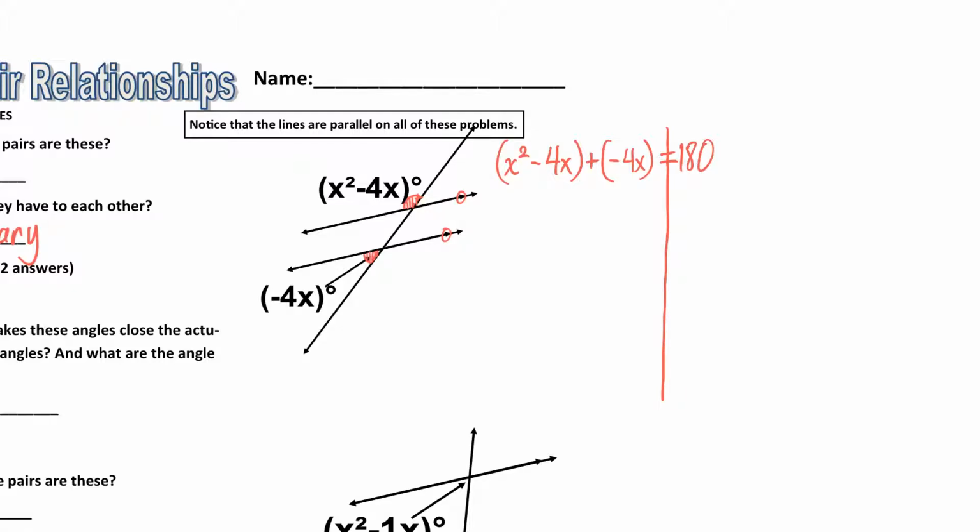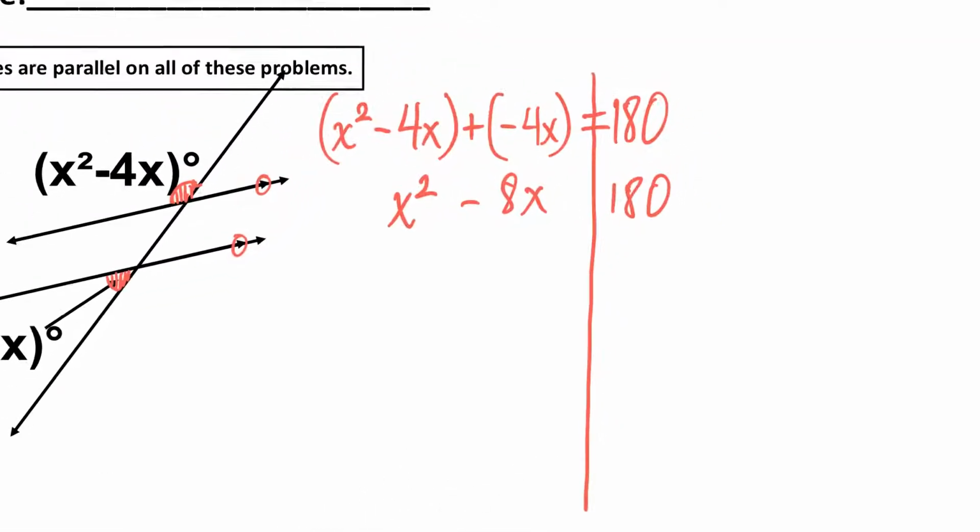So we need to combine like terms here. The x squared, is there anything to combine with it? Nope, there's no other x squared, so that one's going to stay by itself for now. I have a negative 4x and another negative 4x, so negative 8x. Good, I can put those together as negative 8x equal to 180. Now I need to solve for x. I need to find the value of x here. So what do you think we might do here? Divide 180 by negative 8.